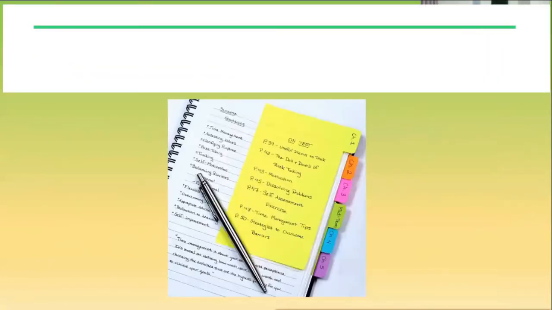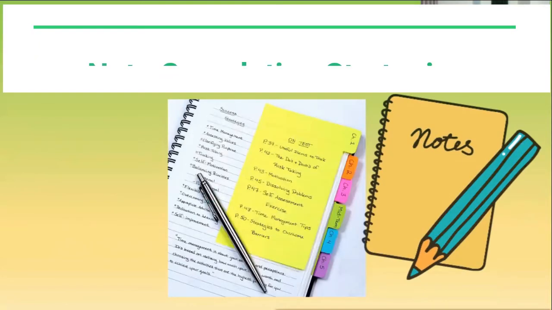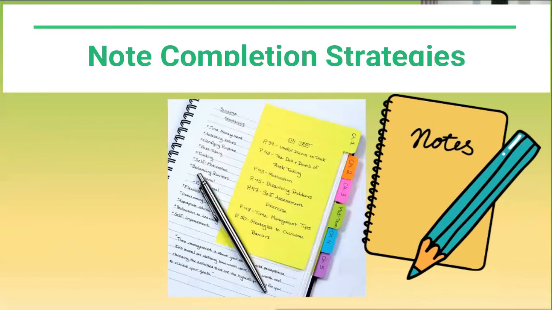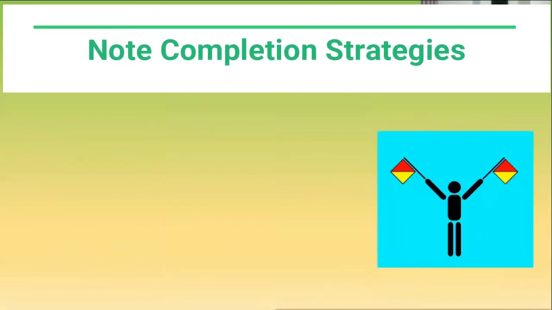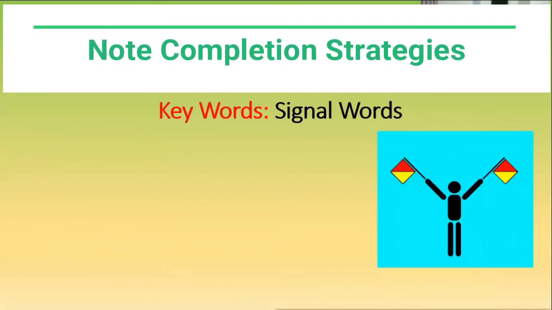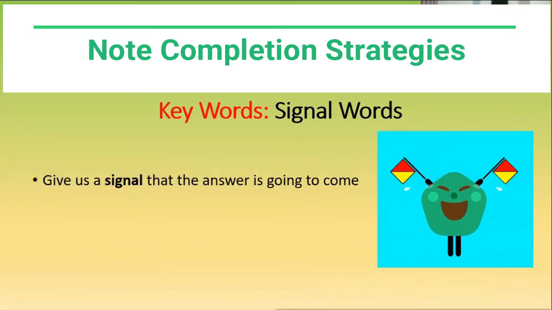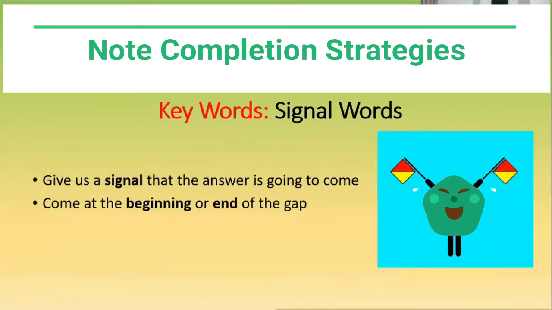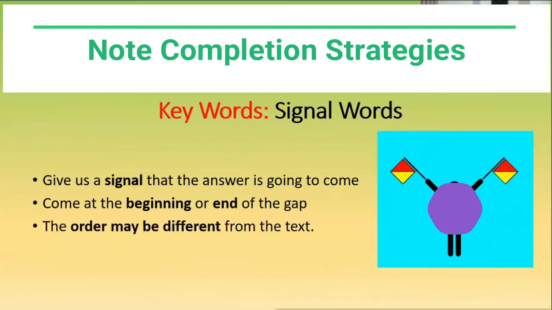These kind of questions are note completion questions, and there are specific strategies we can use for these. So let's have a look. The first thing we're going to look at is keywords. So we looked at keywords before, and in note completion, keywords can be the signal words. They give us a signal that the answer is going to come. They come at the beginning or the end of the gap, and the order may be different from the actual text.